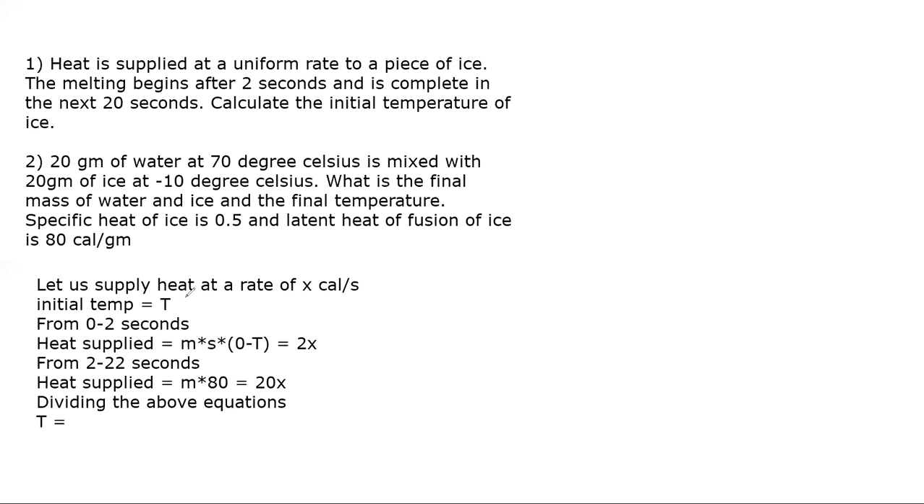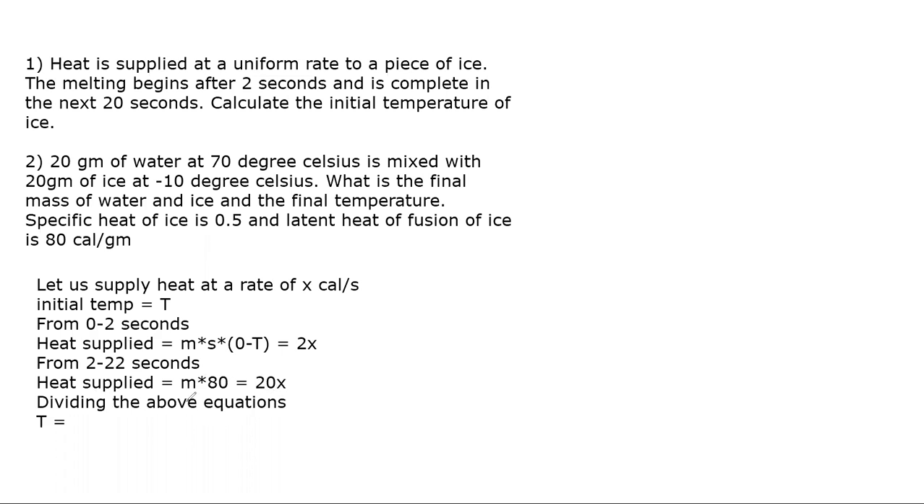Again, for the next 20 seconds, which means from 2 seconds to 22 seconds, what happened? Heat was again supplied to it, but the temperature did not change. The ice melted into water, and this was done using latent heat of fusion, and we all know that latent heat of fusion is equal to 80 calories per gram. So mass of the ice into 80 calories per gram will give you the amount of heat supplied during the next 20 seconds, and this will be equal to 20 into x, because x was the amount of heat supplied per second. So the heat was supplied for 20 seconds, so it is 20x.